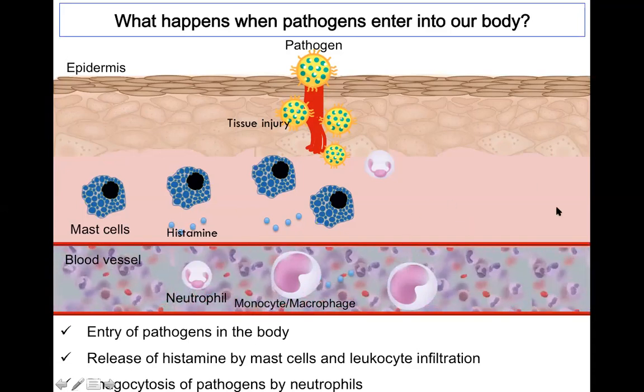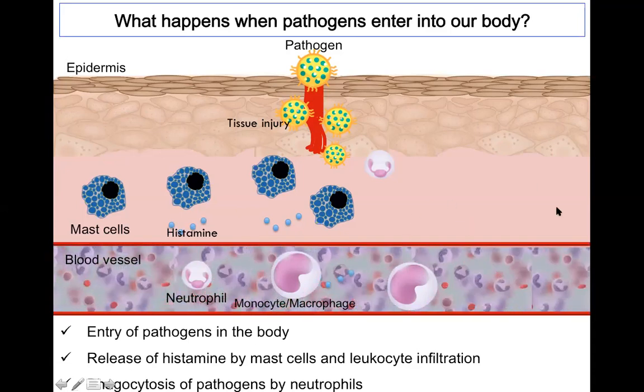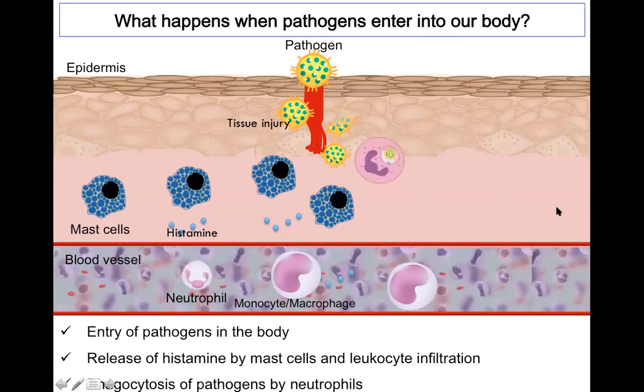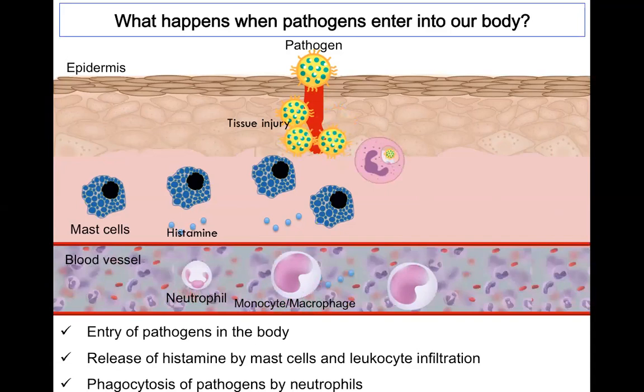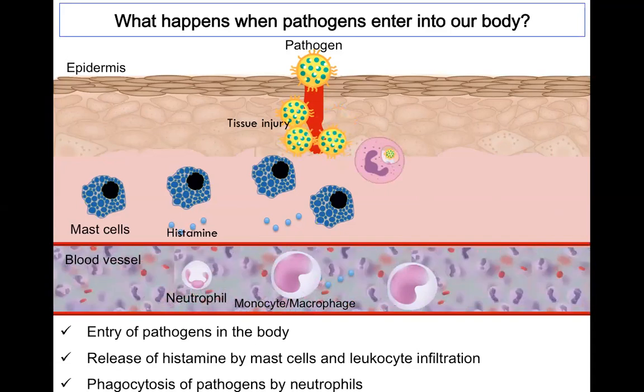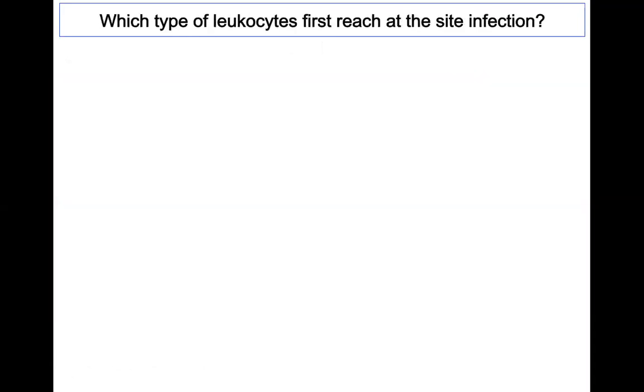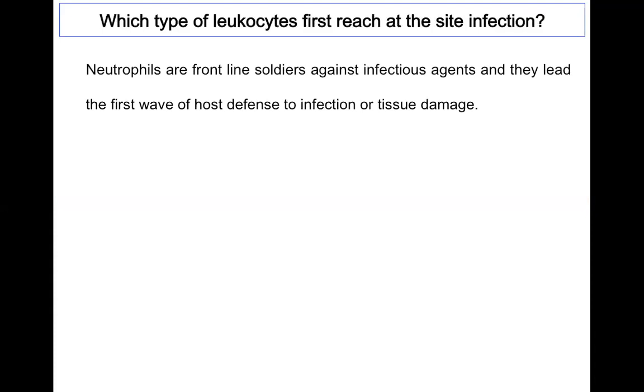If you look here, sometimes what they do is engulf those particles and phagocytize them, and then also try to kill those pathogens. So which type of leukocytes reach the site of infection? The answer is that the neutrophils are the front line soldiers against infectious agents, and they lead the first wave of host defense to infection or tissue damage.